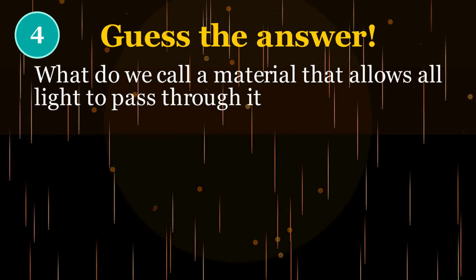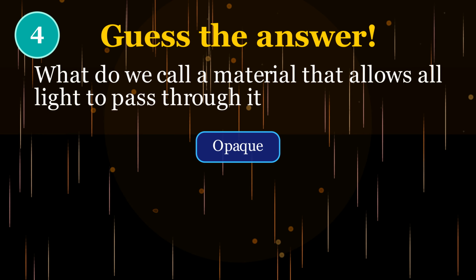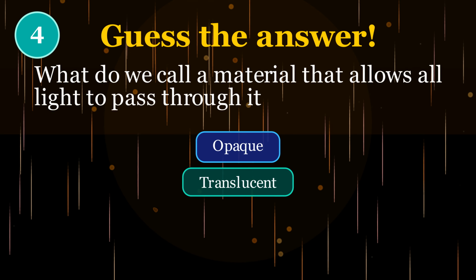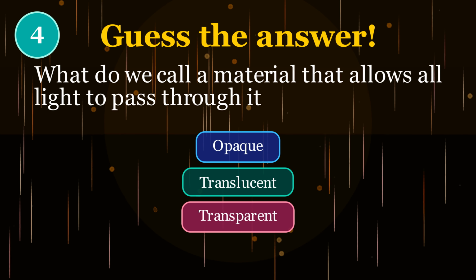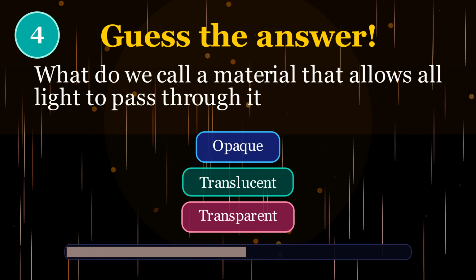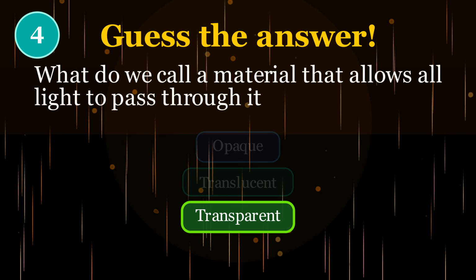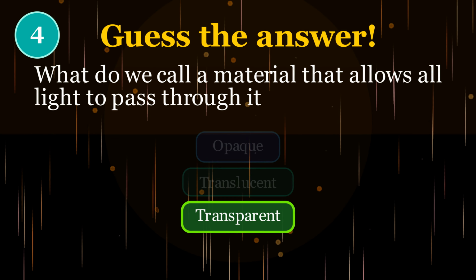What do we call a material that allows all light to pass through it? Opaque, translucent, transparent. The correct answer is transparent.